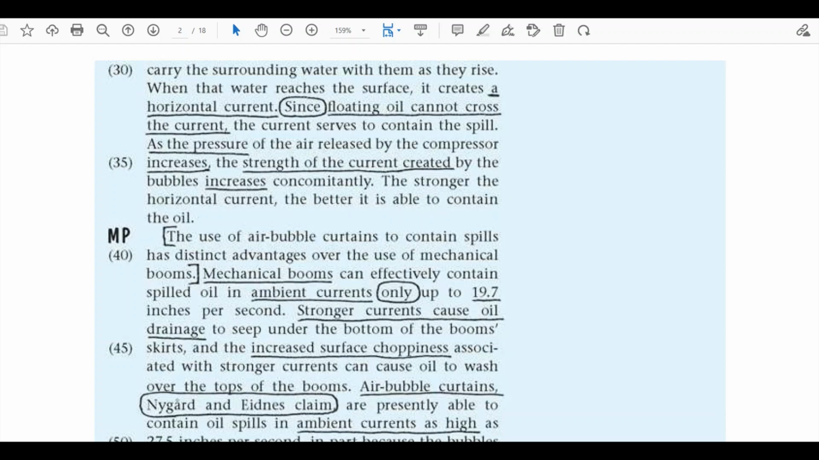When that water reaches the surface, it creates a horizontal current. Since floating oil cannot cross the current, it serves to contain the spill. As the pressure of the air released by the compressor increases, the strength of the current created by the bubbles increases concomitantly. The stronger the horizontal current, the better it is able to contain the oil.